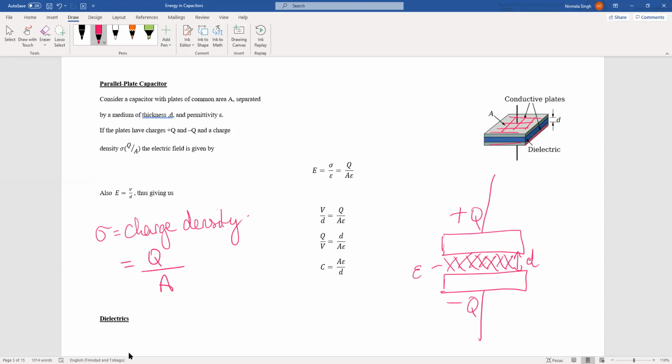So there's an easy way of working this out. E, your electric field, is given by, and this is a new formula for you all to learn, sigma over epsilon, or Q over A epsilon. So this is something new to use. The electric field in a capacitor is given by Q over A epsilon. And we are going to recall the equation E is equal to V over D. Remember, we just did this last week.